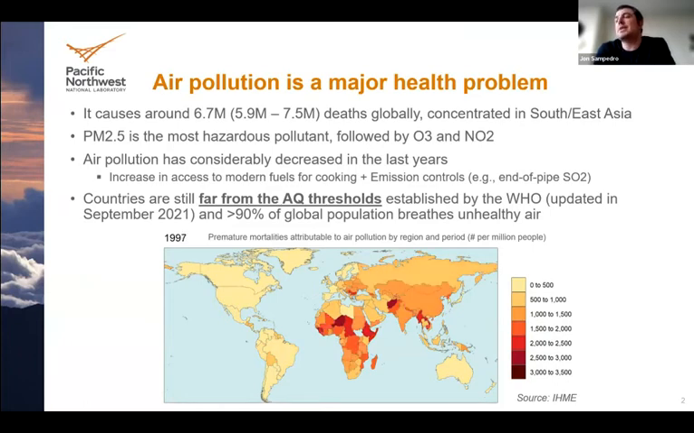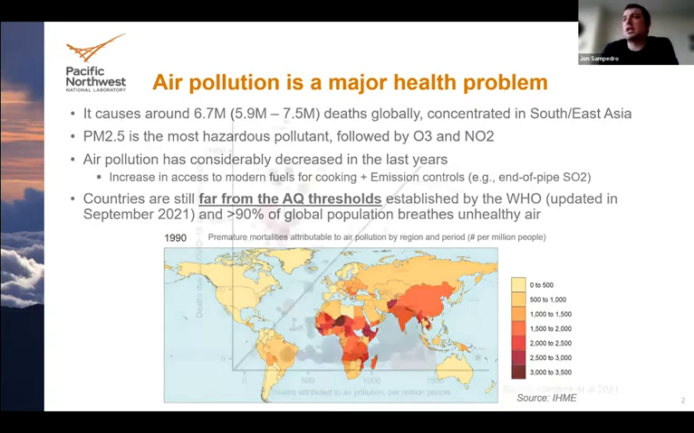But still, even though they have decreased in the last years, we know that the countries are still very far from the air quality thresholds that have been established by the WHO, which has actually been updated now in September 2021, becoming even more stringent. And because of this, now it's estimated that more than 90% of the global population breathes unhealthy air, and that's why we still have this big amount of premature deaths attributable to air pollution, right?